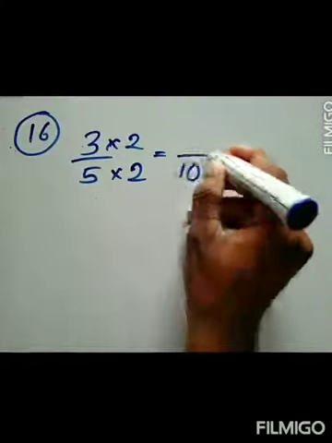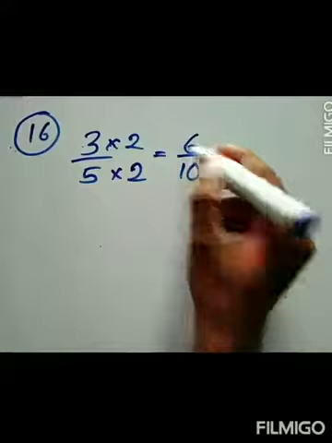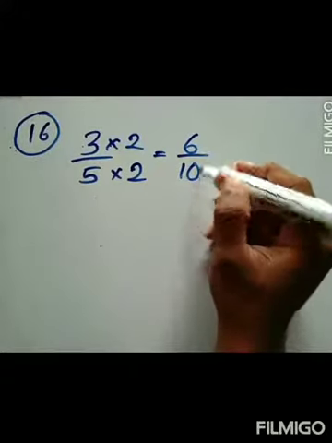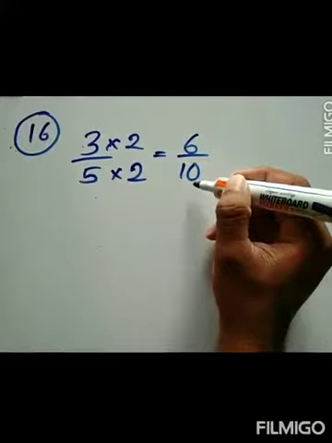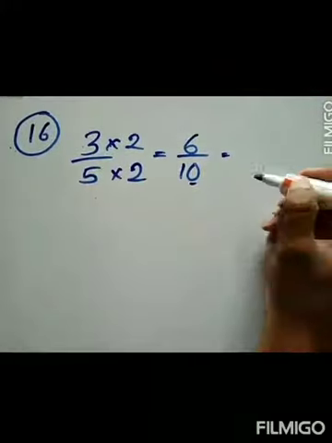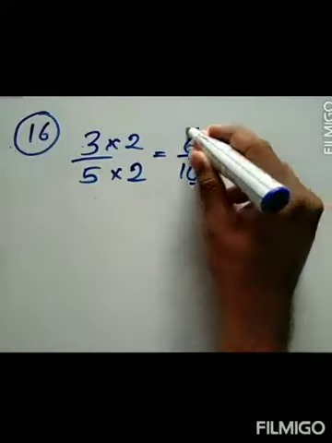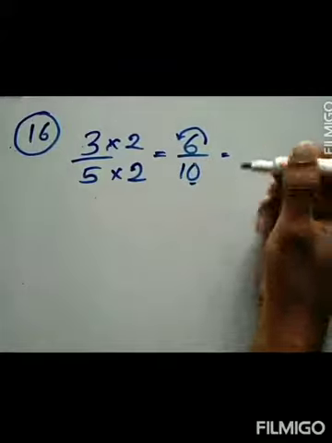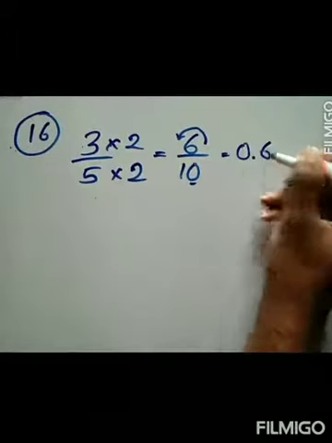Therefore 10, then here in the numerator there are 6. Now if you divide 6 by 10, then you will get the answer as here's 10. The decimal point should move 1 to the left hand side. Therefore the answer is 0.6.